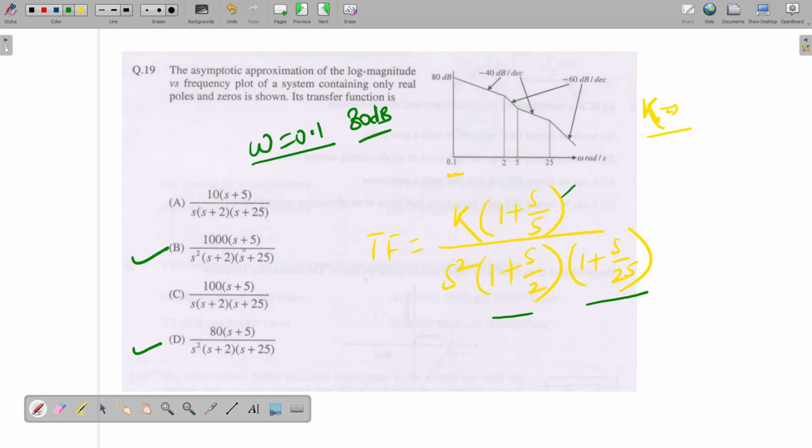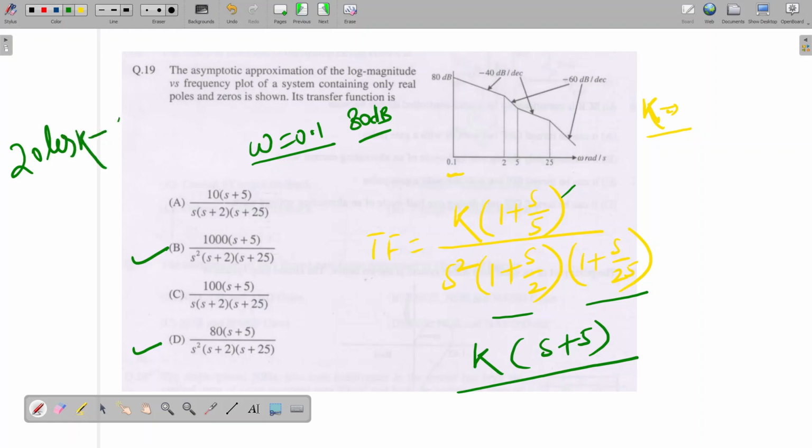because in s plus 5 over s square, we are not getting s square, but we have to calculate the k value correctly. Okay. So first I am going to simplify this. It will be k into s plus 5, and the remaining things will follow. First we'll calculate the k value, then we'll do the simplification. So 20 log k minus 40 log omega at omega equal to 0.1 is equal to 80.